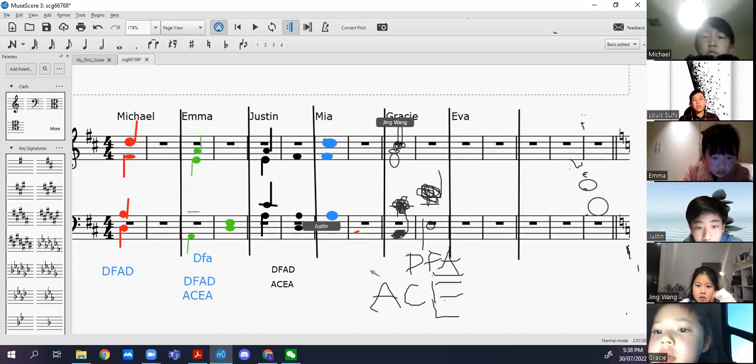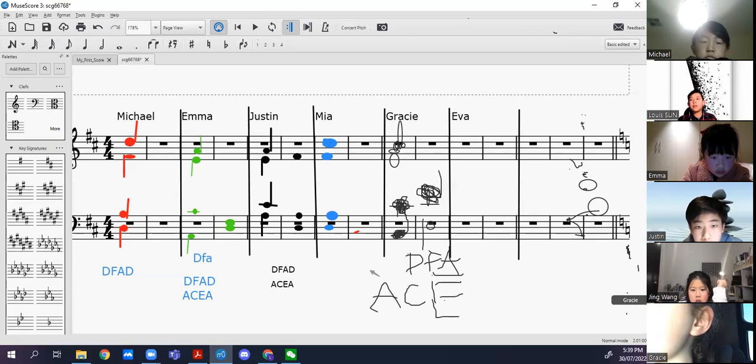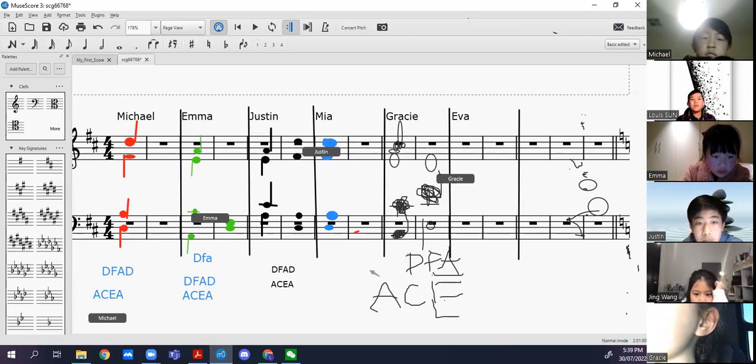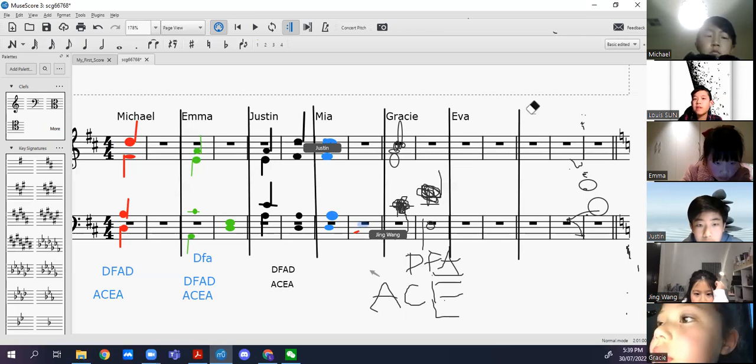So your tip here is to identify the leading note and make sure that it steps up to the tonic. Just erase that.